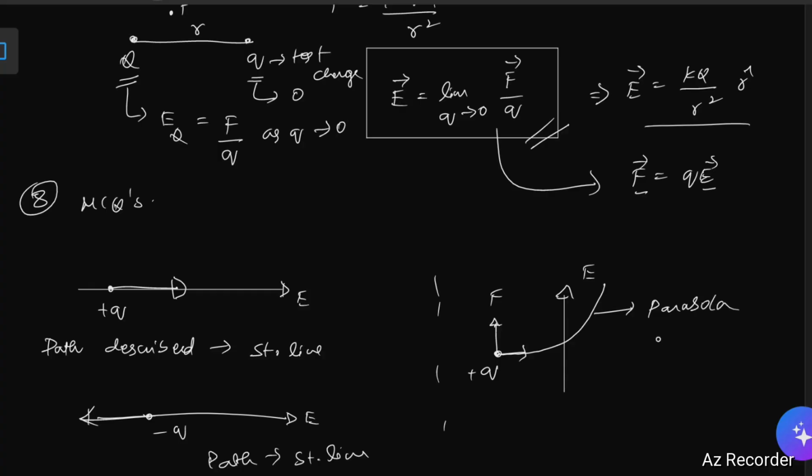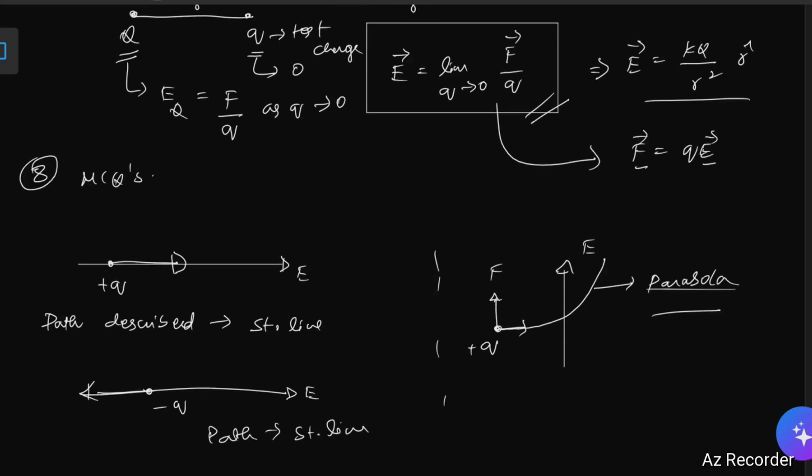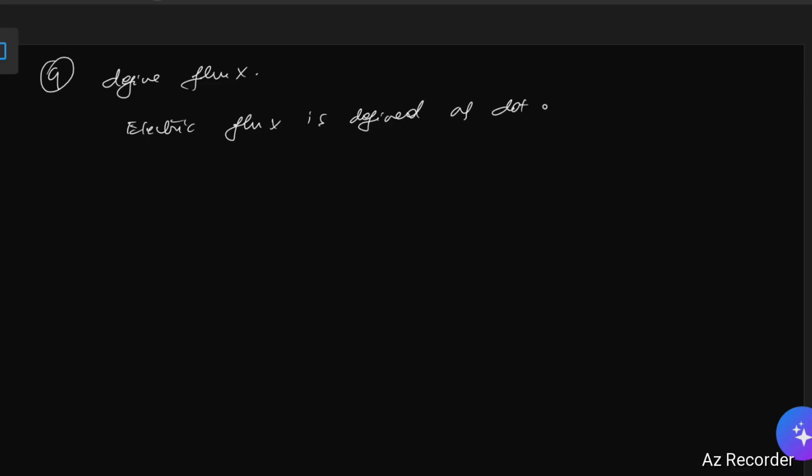So this could be asked in MCQs as well. Now, next let's define what is flux, electric flux basically. So electric flux is defined as the dot product of electric field and area vector.